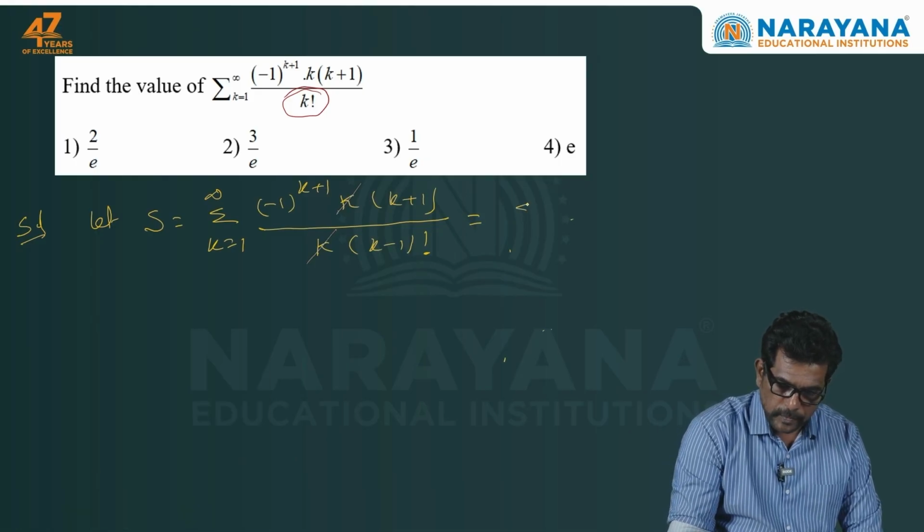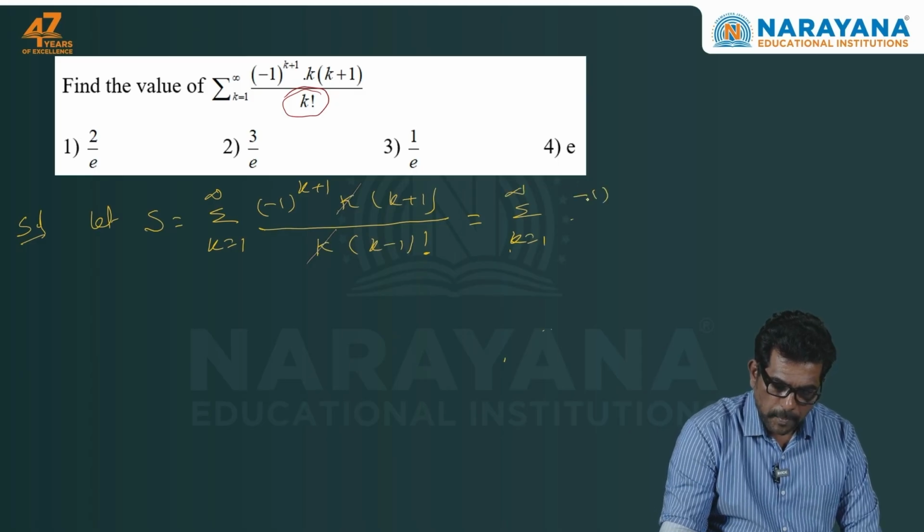Now this becomes S is equal to summation k is equal to 1 to infinity, minus 1 whole to the power of k plus 1 into k plus 1 upon k minus 1 factorial.